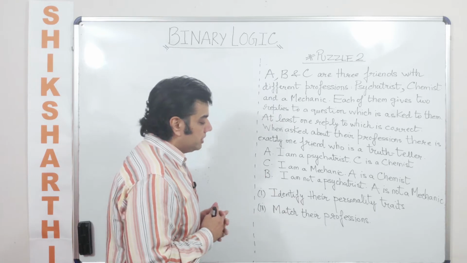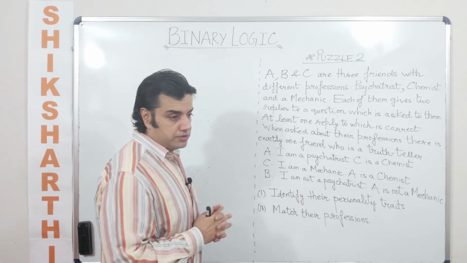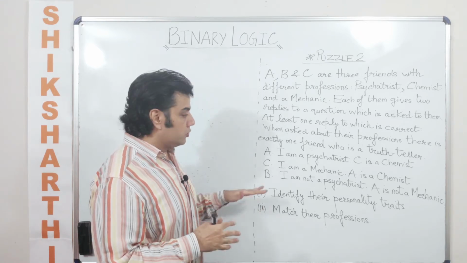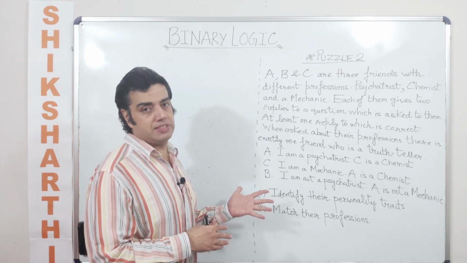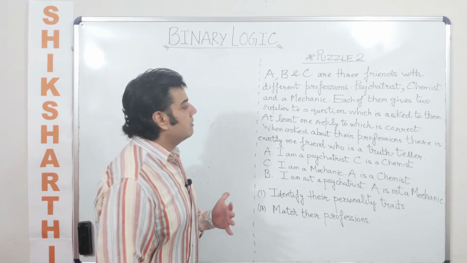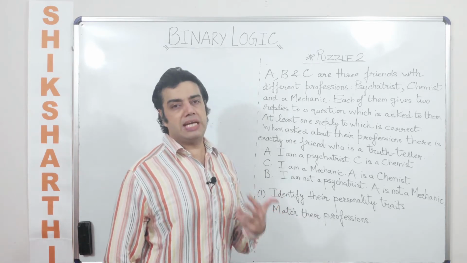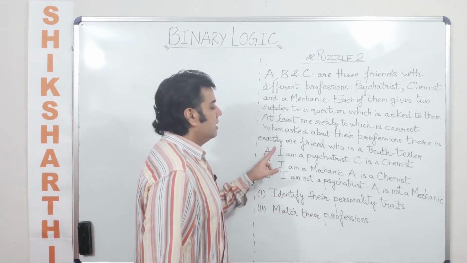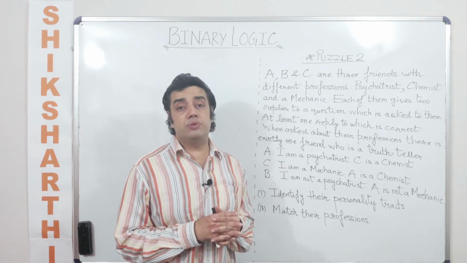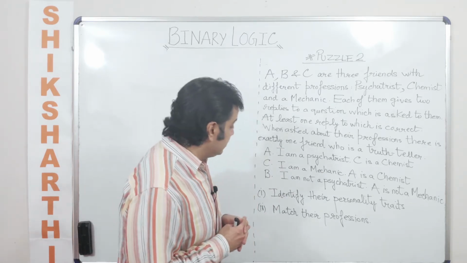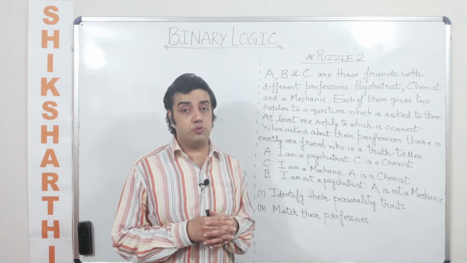And the final question here is: identify their personality traits, match their professions. So this question is of level 2. This is not of the same level as the first puzzle was. And why do I say this? Because in this case, you are not only supposed to identify the personality traits based on the responses or the statements being made by the 3 individuals here. In addition to that, we are supposed to match their professions as well.